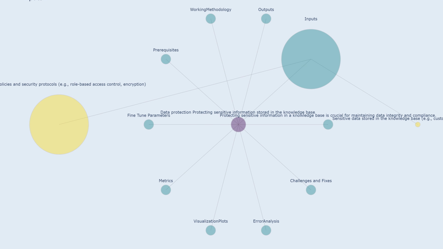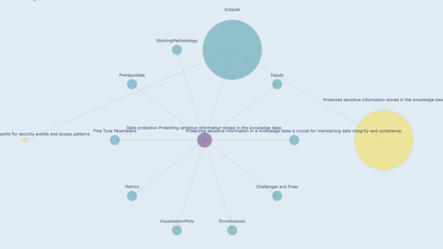Data access policies and security protocols, which define how data is accessed, managed, and protected. Examples include role-based access control (RBAC), where users are granted specific permissions based on their roles within the organization, and encryption techniques to secure data both at rest and in transit.